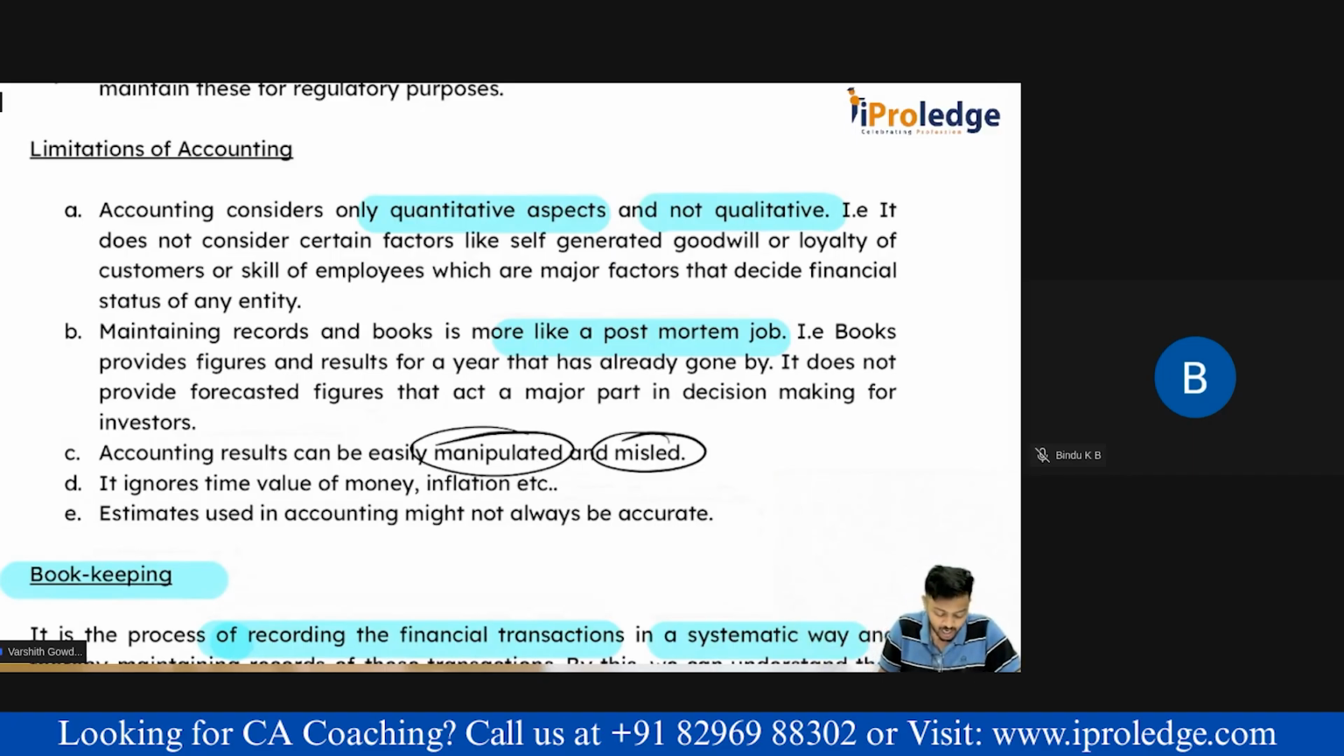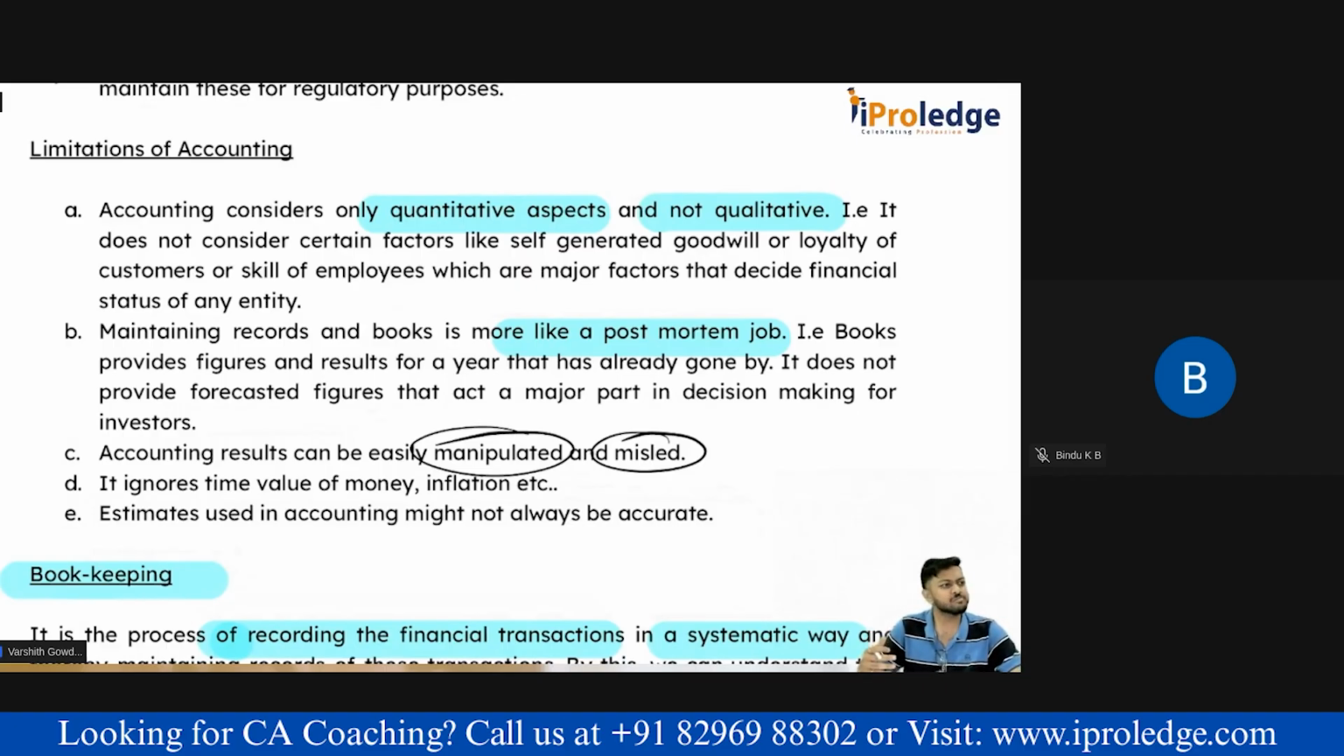Next, accounting results can be easily manipulated and misled. Yes. All books of accounts, journal, ledger, all this we have. Correct? It is easy to. Have you seen the scam? 99. Easy to rub. Make 5, 6 and manipulate everything. People will not know. So that risk we have. That control we don't have. If some guy makes some error or if he wants to cheat us, then it is easy in accounts.